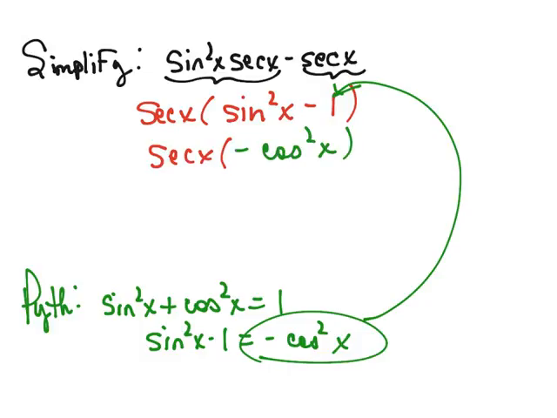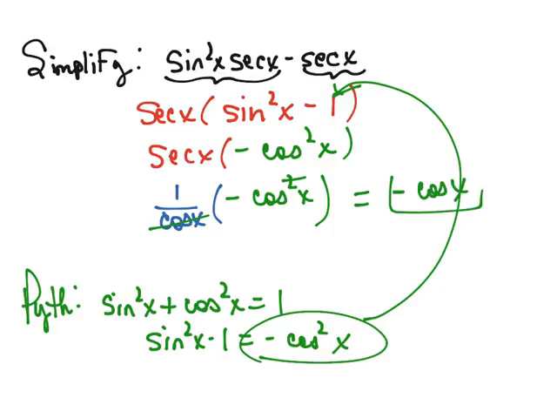And then if we'll recall, secant is the reciprocal of cosine, so secant is equal to 1 over cosine. And we're going to multiply that times our negative cosine squared. So I have cosine times cosine over cosine, so one of these is going to cancel with that, and my final answer is going to end up to be negative cosine x.